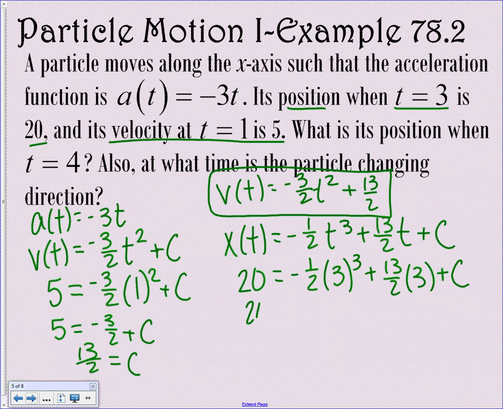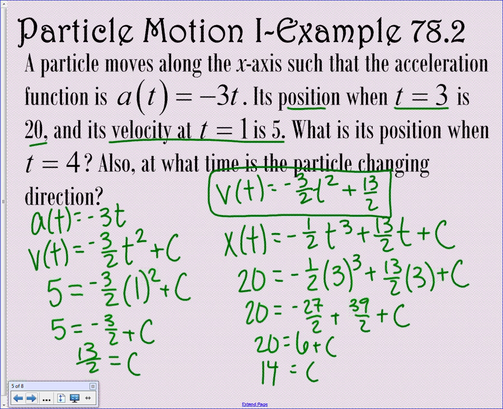So again, you have to do a little bit more work than you did on the last example. 3 cubed is 27. And then 13 times 3 is 39. So negative 27 plus 39. And if you divide that by 2, you get 6. So your c value should be 14.